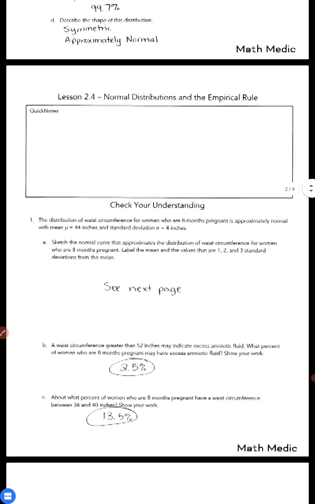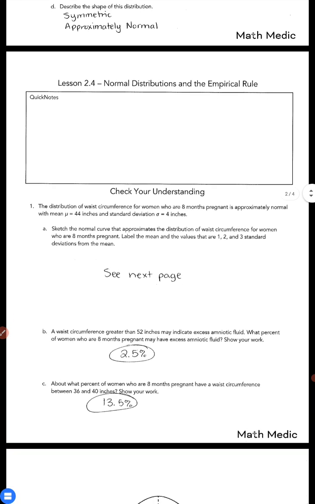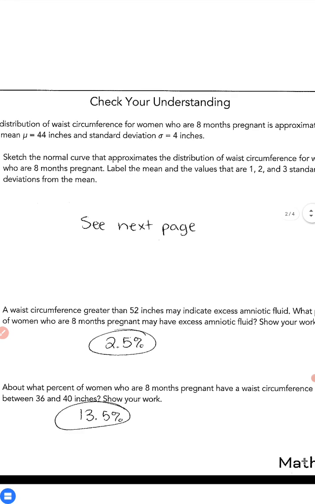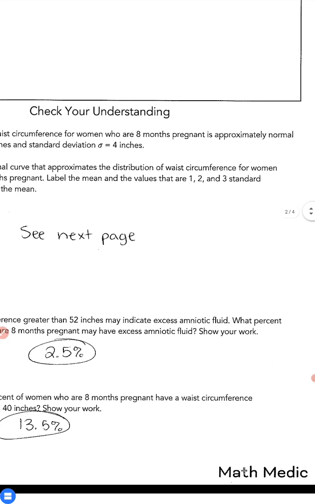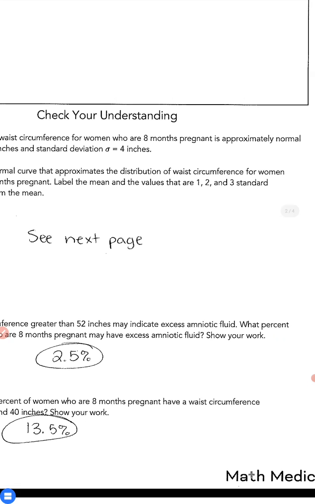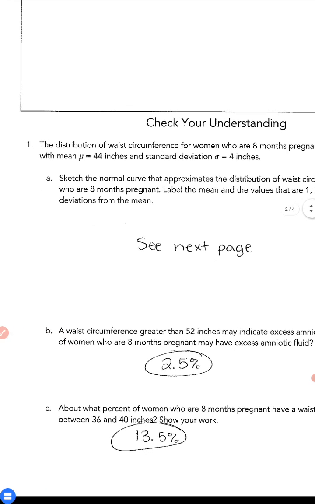Okay. So the distribution of waist circumference for women who are 8 months pregnant is approximately normal. So when I say that the distribution is normal, what I mean is that it's symmetric, so it's not skewed, and it's bell-shaped. Okay? It has a mean of 44 inches and a standard deviation of 4 inches.